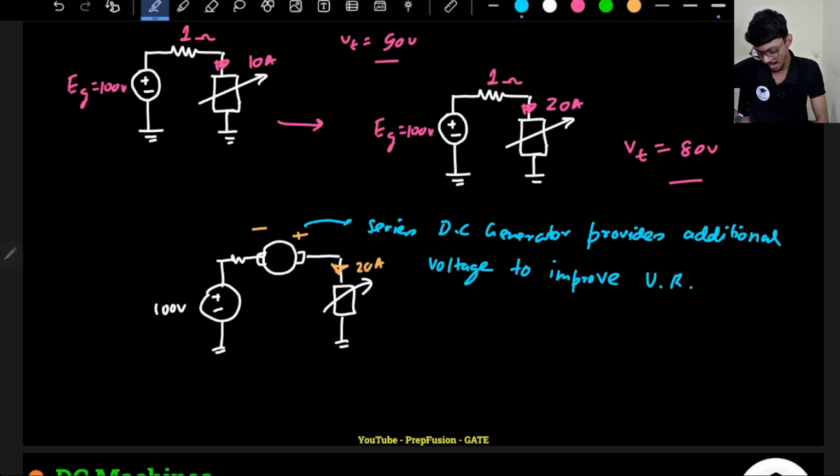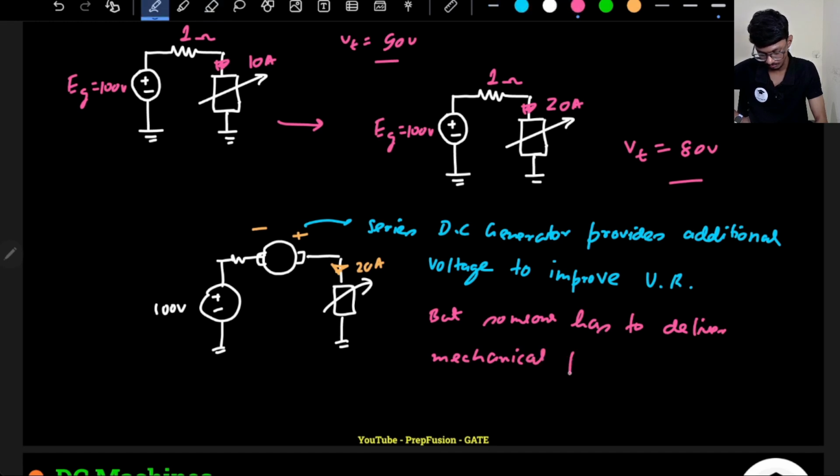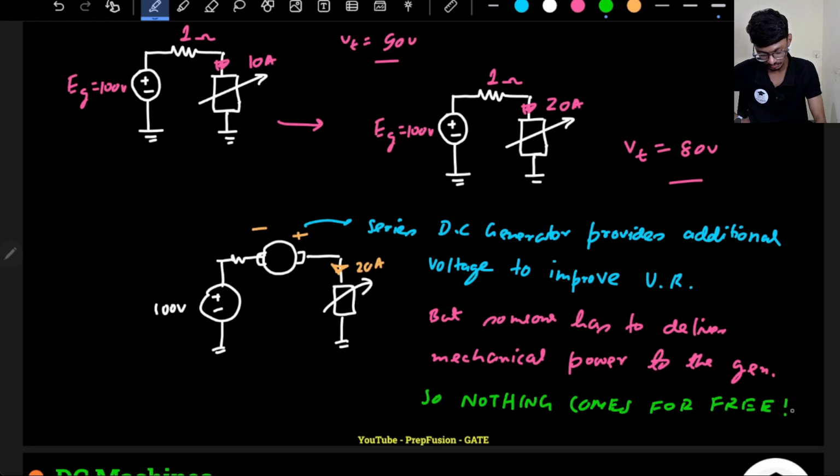And what I can say is, sorry, it is very sleepy now, but someone has to deliver mechanical power to the generator. So basically the key point is, nothing comes for free, right? There is always a cost associated. How much do you want to give, right? So that was about the use case.